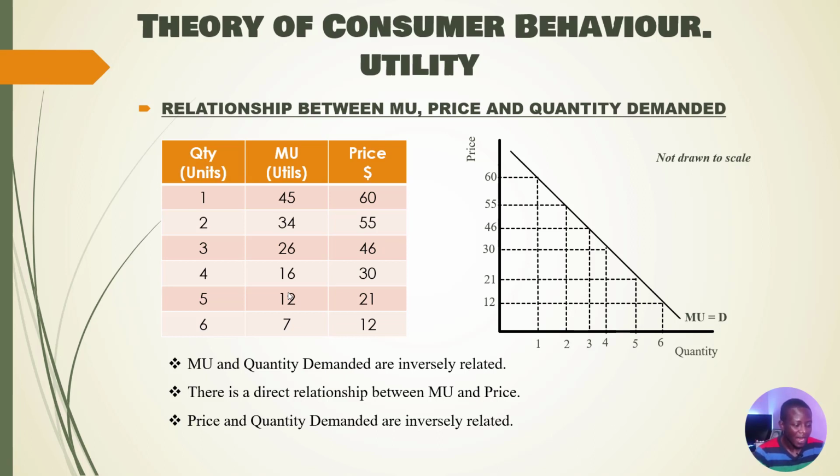That means as you keep consuming more and more of the commodity, your marginal utility keeps falling as you consume an additional unit of that commodity. In view of that, the consumer will be willing to pay less of the price to achieve the next unit, because as he or she is consuming more and more of that commodity, the additional satisfaction he or she is deriving keeps falling and falling and falling. And that is why the price of a commodity is inversely related to the quantity demanded of that commodity.